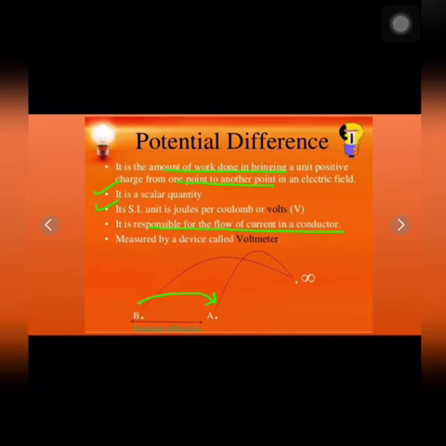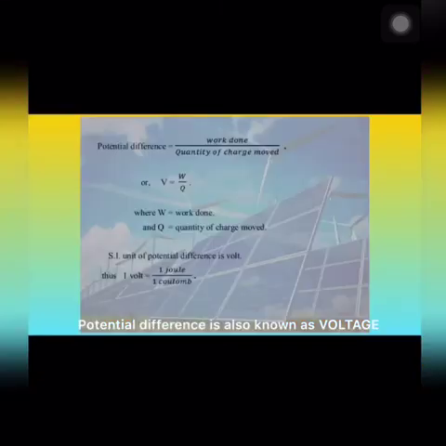Yes, without potential difference, there will be no current because this potential difference is responsible for the flow of charges in a conductor. So if there is no potential difference, there will be no current. It is measured by a device called voltmeter.